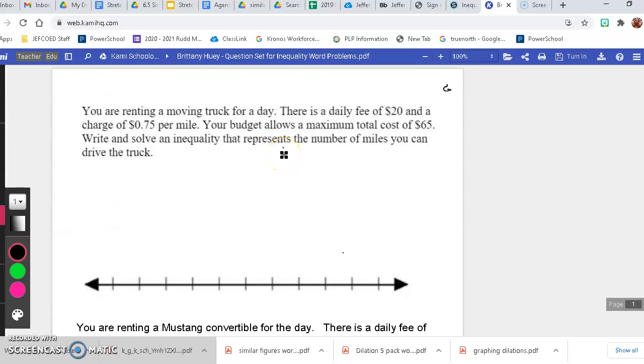Hi guys, let's go ahead and get started for today. So we're going to be working on inequality word problems.